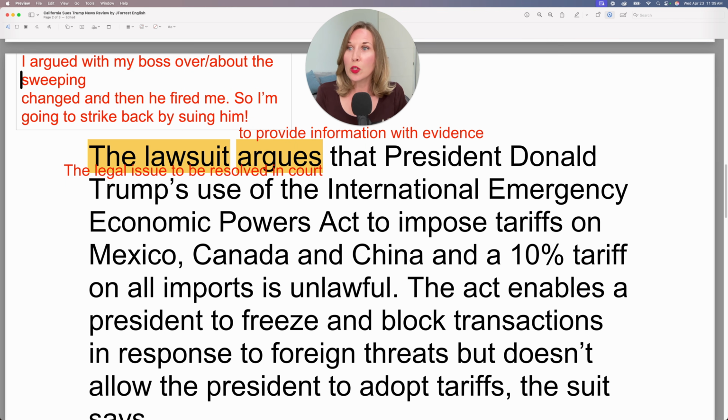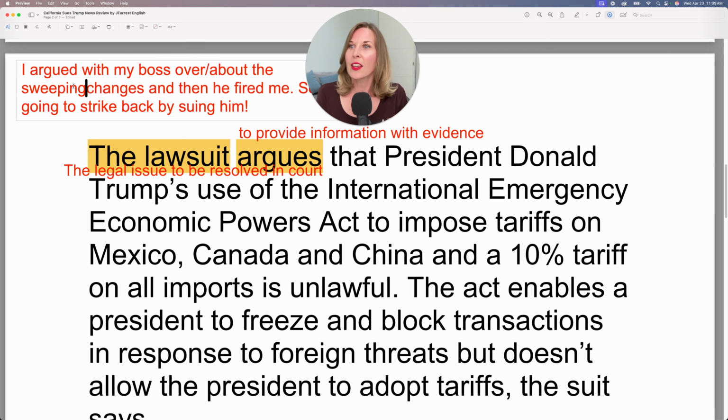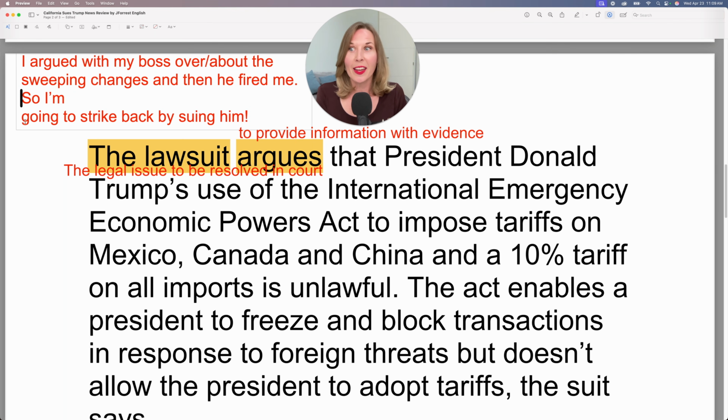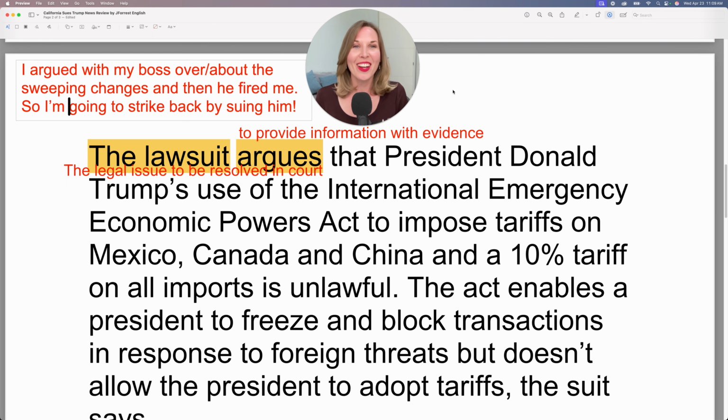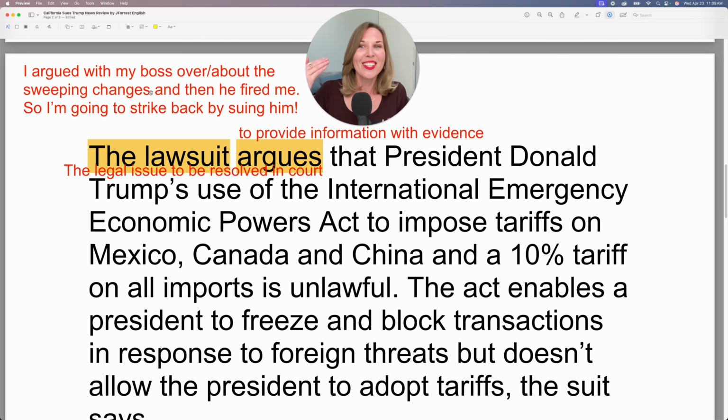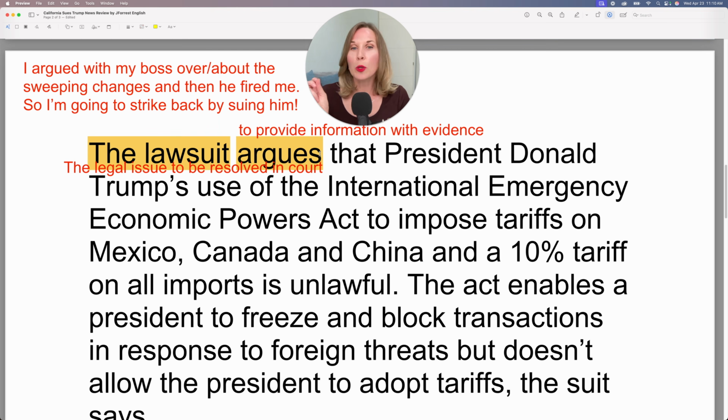Over the sweeping, this should be changes. The sweeping changes. I argued with my boss over the sweeping changes and then he fired me. What comes next? So I'm going to strike back by suing him. This is simply to use the vocabulary that we've already learned. Let's keep going. The lawsuit argues in the present simple.